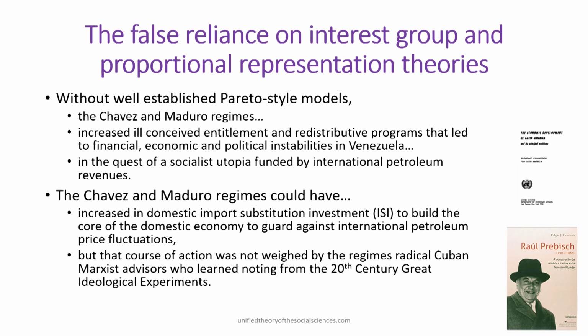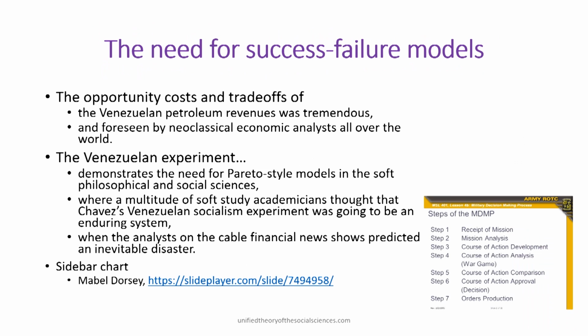Without well-established Pareto-style models, the Chavez and Maduro regimes increased ill-conceived entitlement and redistribution programs that led to financial, economic, and political instabilities in Venezuela in the quest for a socialist utopia funded by international petroleum revenues. The Chavez and Maduro regimes could have increased domestic import substitution investment to build a core domestic economy to guard against international petroleum price fluctuations. But that course of action was not weighed by the regimes of radical Cuban Marxist advisors who learned nothing from the 20th century great ideological experiments.